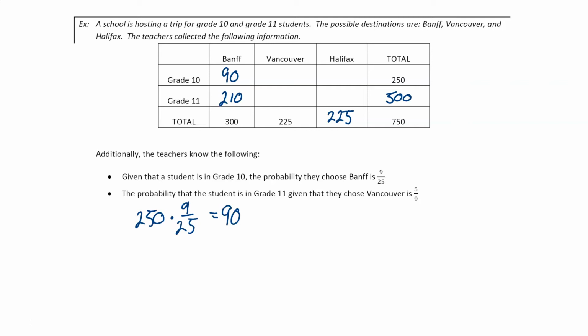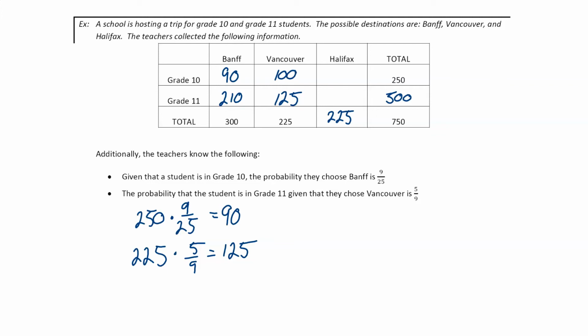Now we'll access the next piece of information. The probability that the student is in grade 11, given that they chose Vancouver, is 5 out of 9. So we're given that they chose Vancouver, so we know we're working with this column, and we're trying to find the space that they're in grade 11. Because given Vancouver, we know we're working with that total of 225. So we've got 225 times 5 out of 9, which if we do the math, comes out to 125. Once we have that piece of information, we can go ahead and fill in the rest of the chart. 225 minus 125 gives us 100 that are in grade 10 going to Vancouver.